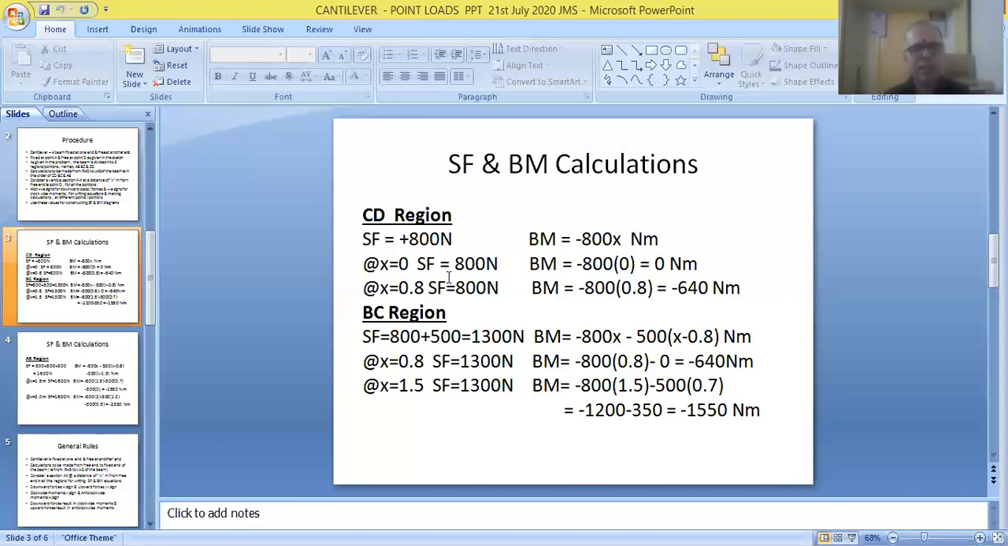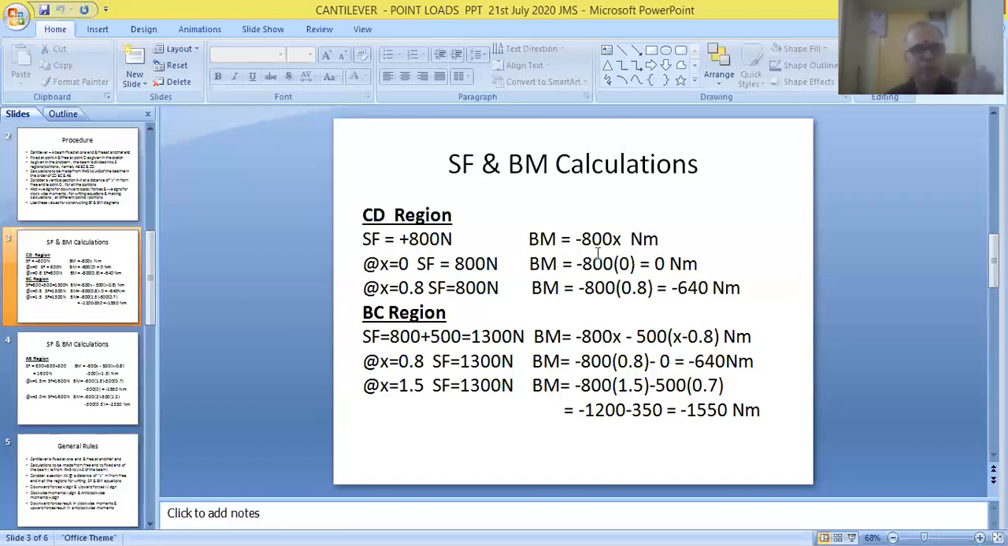So you substitute, take the value of x as 0, you will be getting the first value. Take the value of x as 0.8, you will be getting the second value. So friends, 800 into 0, x is 0, the lower limit is 0. So 800 into 0 will be equivalent to 0 Newton meter. Again here, 800 into 0.8, this upper limit is 0.8. So put the value of x as 0.8. So 800 into 0.8 will be coming to 640 Newton meters.